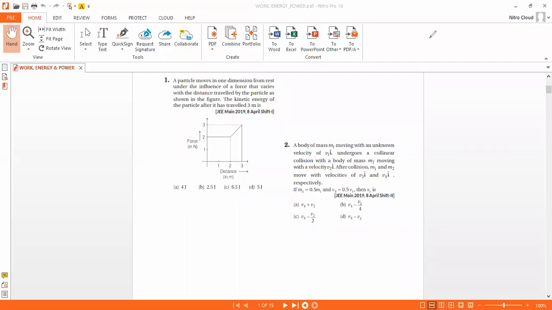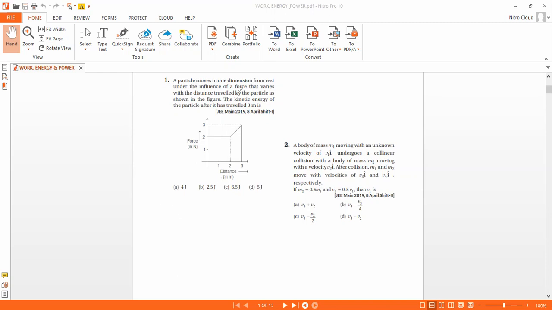Fine. See the first question. We are having a particle that moves in one dimension from rest under the influence of a force that varies with the distance traveled by the particle, as shown in the diagram. Find the kinetic energy of the particle after it has traveled a distance of 3 meters.